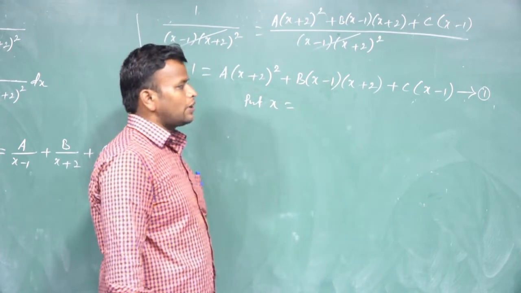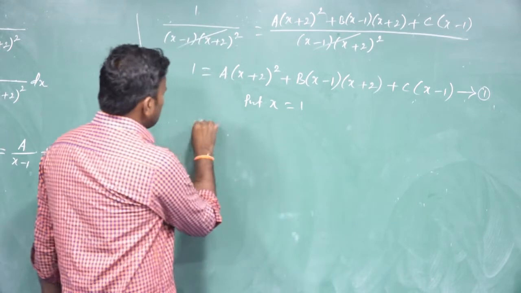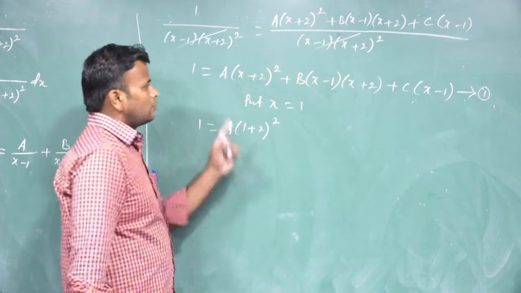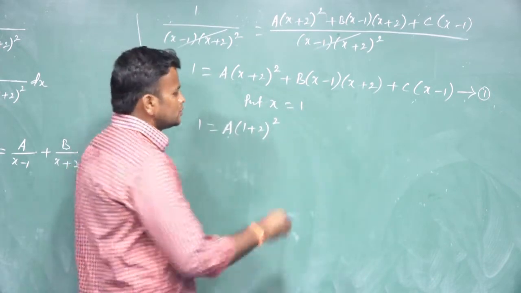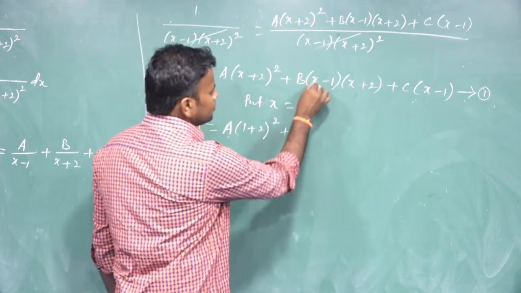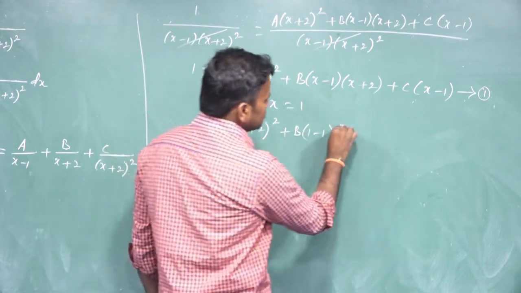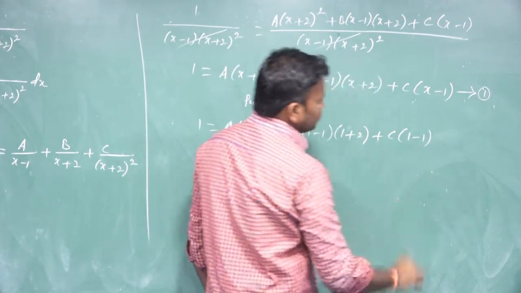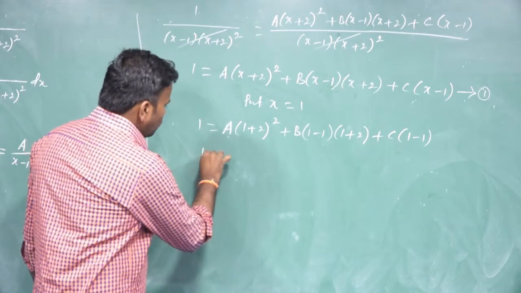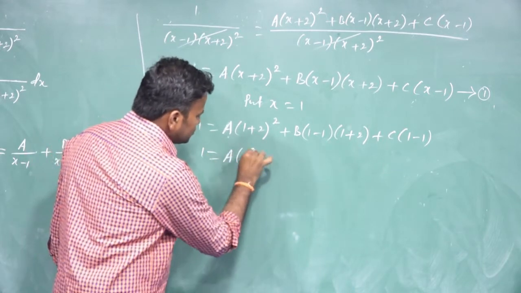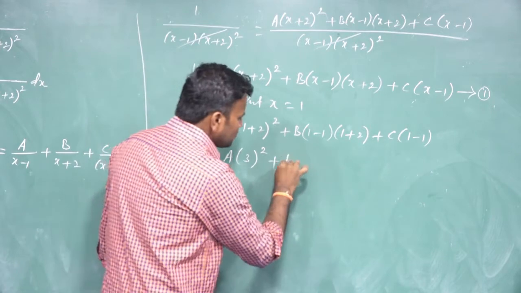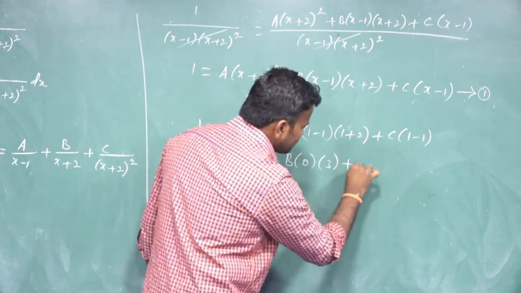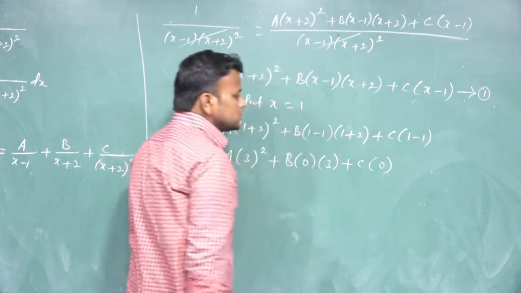First, I put the value of x is 1. So 1 is equal to a of 1 plus 2 the whole square. Whenever x is there, we replace x by 1. Plus b of, the value of x is 1, 1 minus 1, 1 plus 2. Plus c of 1 minus 1. 1 is equal to a of 1 plus 2, 3 square, plus b of 1 minus 1 is 0, 1 plus 2 is 3, plus c of 1 minus 1 is 0.